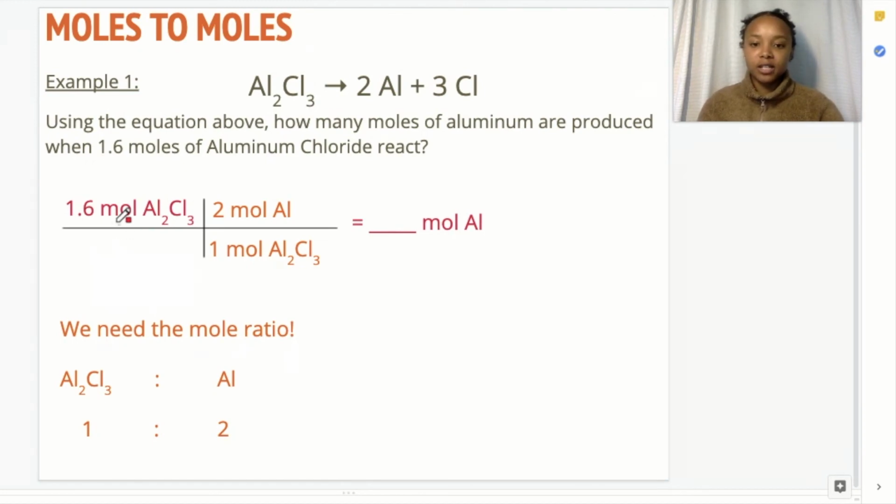Let's scratch these out. So this mole of aluminum chloride and this mole of aluminum chloride can cancel out, which leaves me with just this, which is here. So I know my answer is correct. Now, I'm just going to put 1.6 times 2 in my calculator, which you can do in your head. It's 3.2. And that's our answer. Simple as that. So, mole ratio, and then cancel out units.